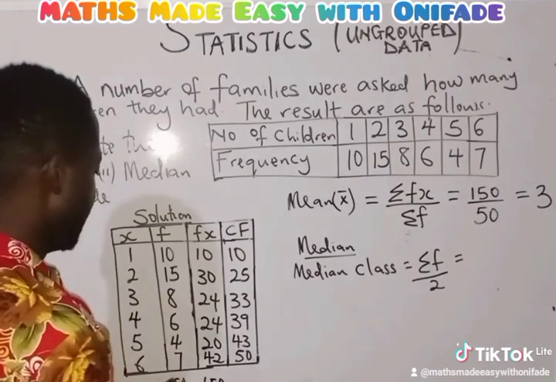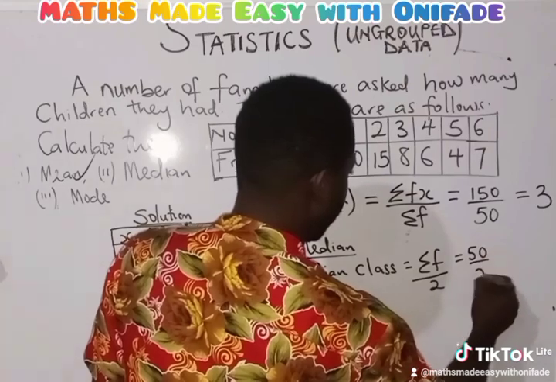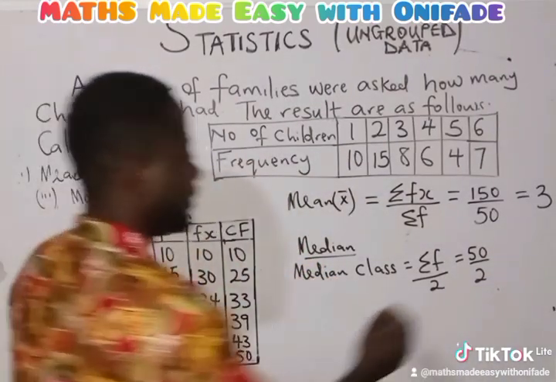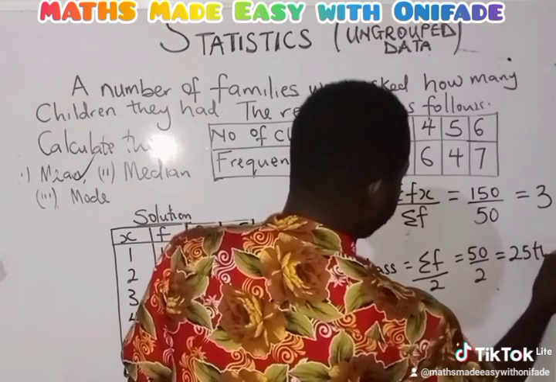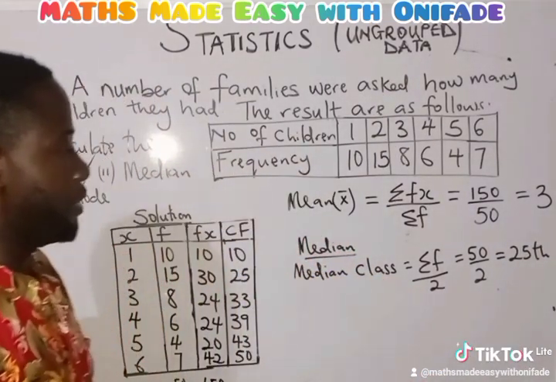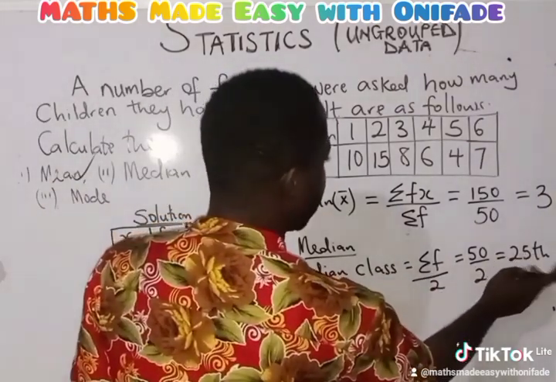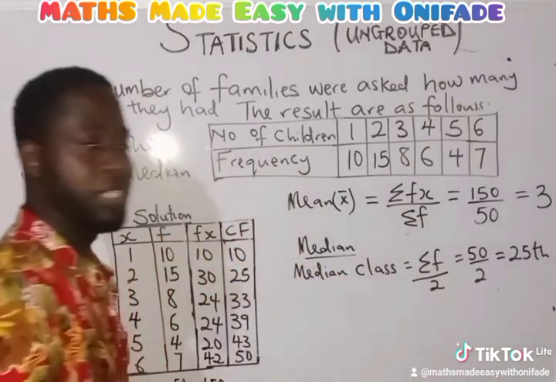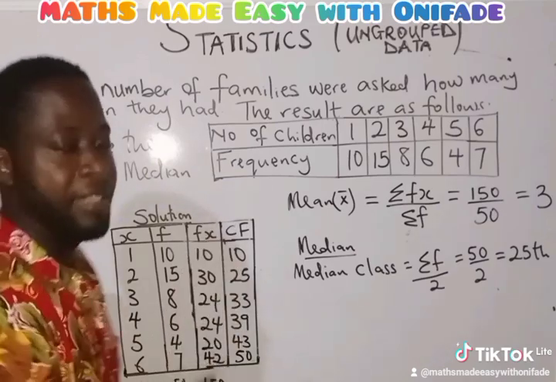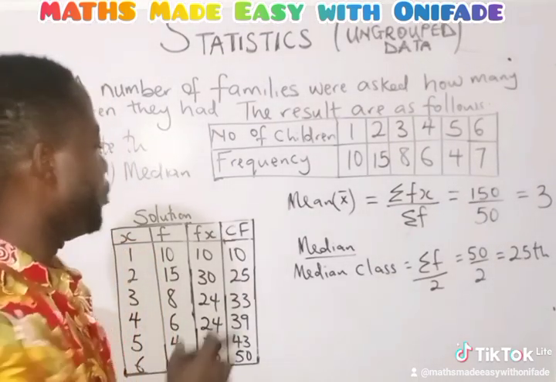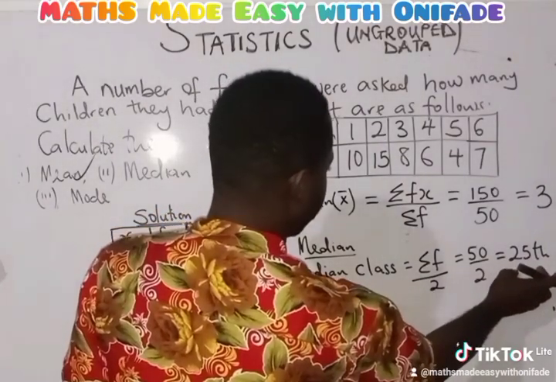And what is summation f? Addition of frequency, that is 50 all over 2. And this simply means our median class is the 25th position. It means that your median is going to fall in the 25th position. Once again, the median class helps us determine where our median is going to fall in using the frequency distribution table. And from here, I have 25.